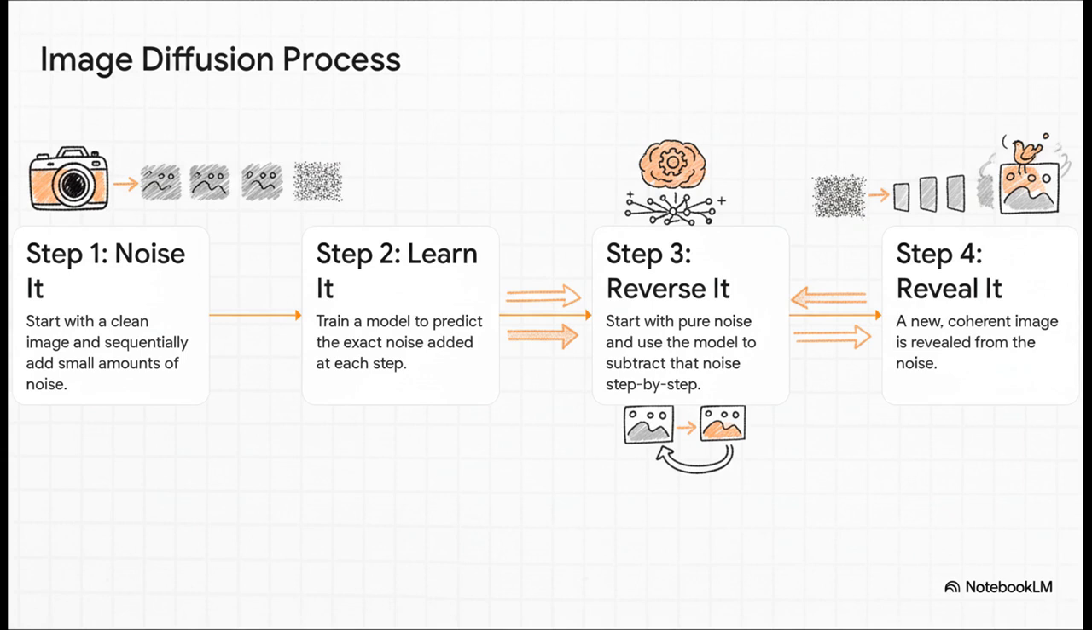And then comes the magic trick. You give the AI a screen of pure, random static. And because it learned how to add the noise, it now knows how to run the process in reverse. It subtracts the noise, bit by bit, until a brand new, totally unique image just appears out of thin air.